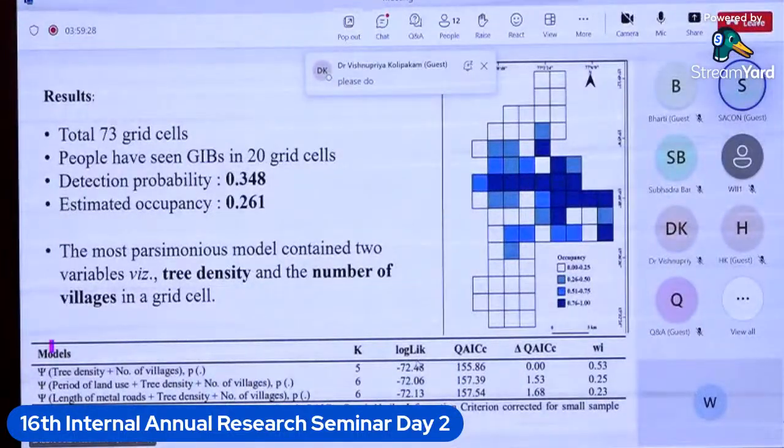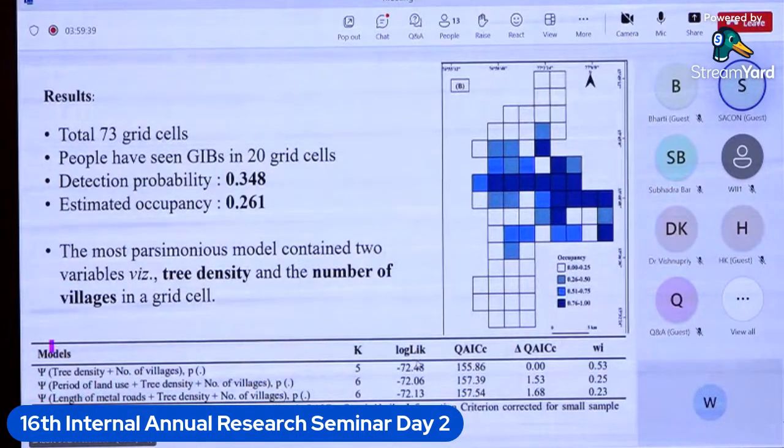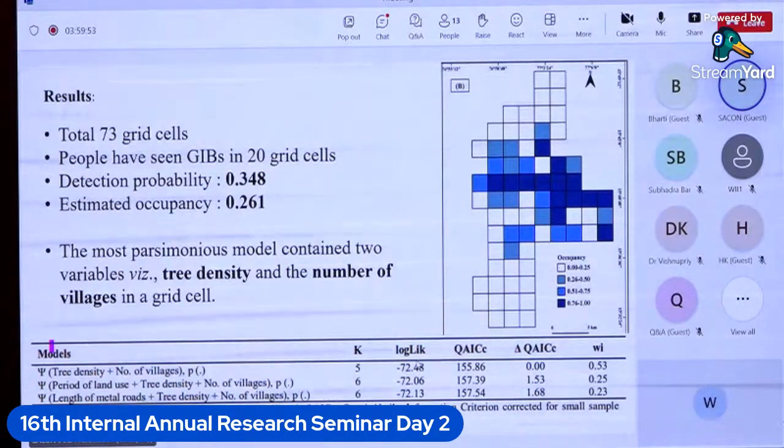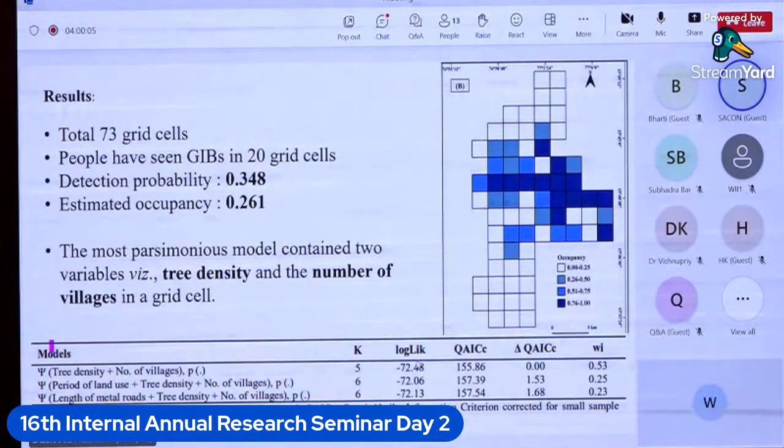Okay, thank you. Going back to the previous slide, I will start again. Of the 23 grids, we found that in about 20 grids people had seen the GIBs, and the estimated occupancy was about 0.261. The tree density and the number of villages in the grid cell played a major role in the occupancy. Tree density here is about 2 to 3 trees per hectare.